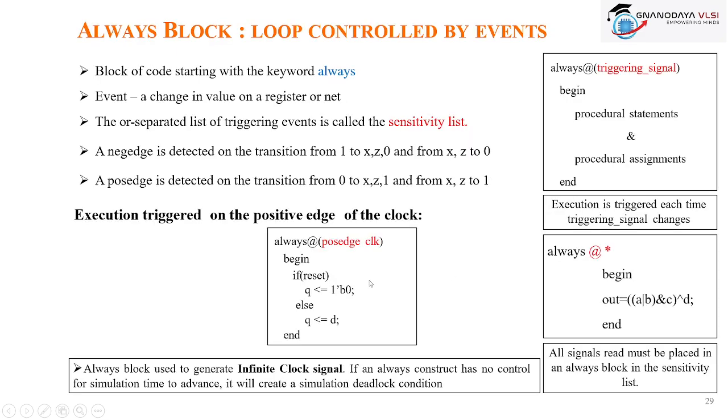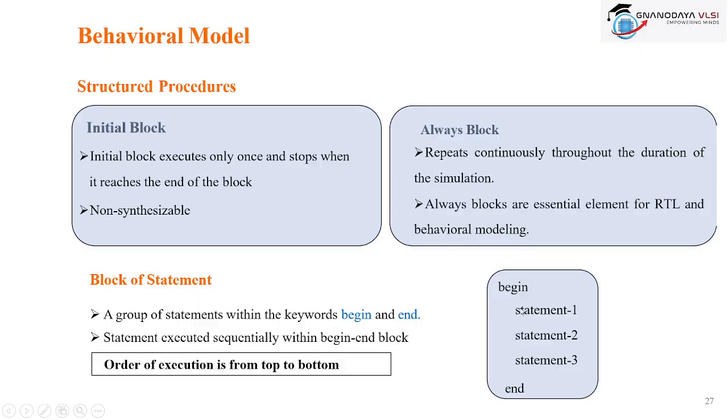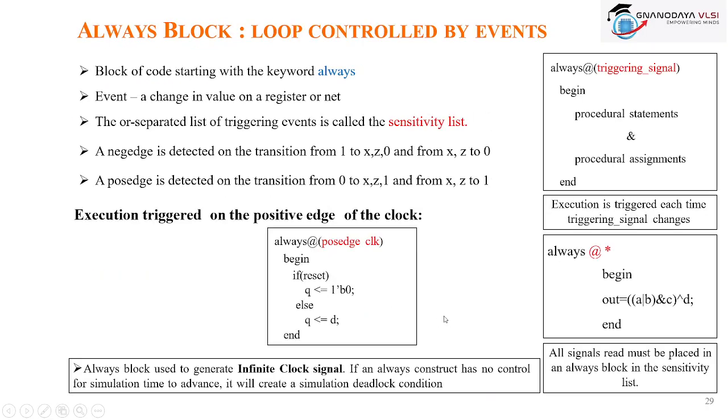And always means what? In the sequential circuits also, I use always at the rate posedge of clock, begin, if reset, q equal to 0, else q equal to d, like that I can use. So these are nothing but procedural blocks. Behavioral modeling, these are nothing but procedural blocks. Initial and always are nothing but procedural blocks.